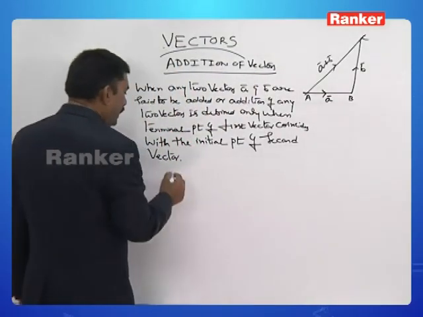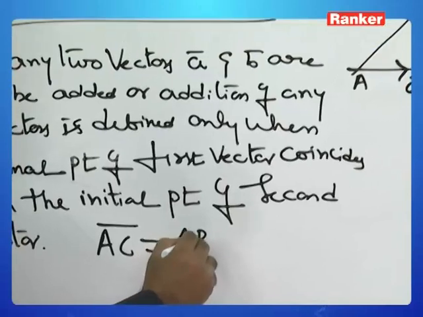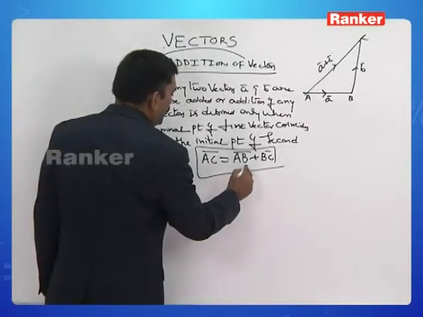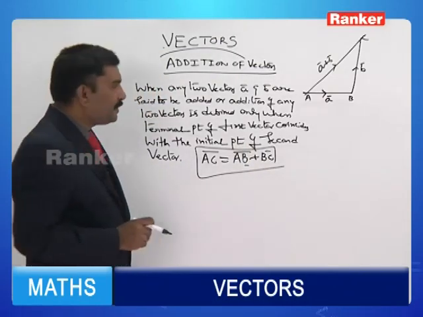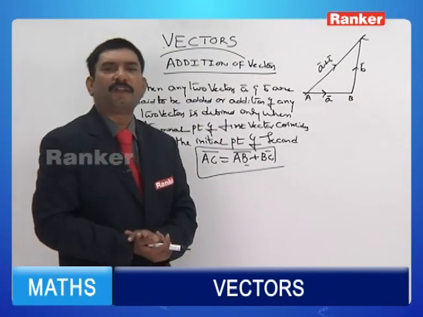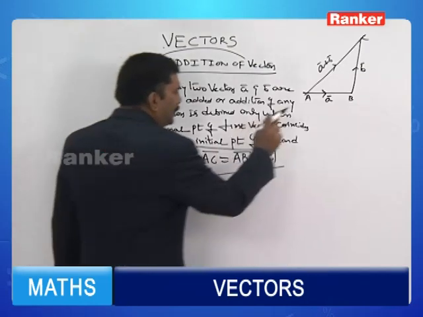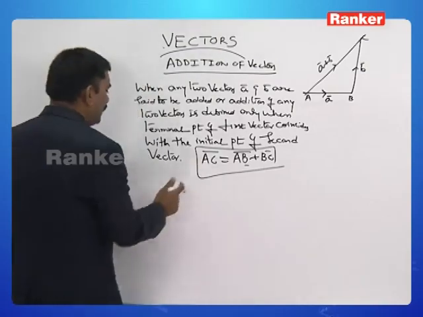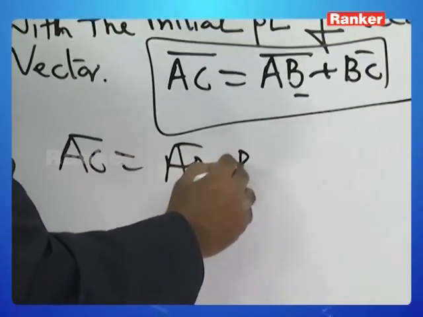So now, as I told, I can write AC bar from the figure. AC bar is equal to AB bar plus BC bar. Terminal point of the first vector must coincide with the initial point of the second vector. So therefore, addition of vectors is also known as the triangular law of addition. To become a triangle, this must coincide, then it forms a triangle. This is for two vectors; you can go for any number of vectors. Therefore, AC bar is equal to AB bar plus BD bar.